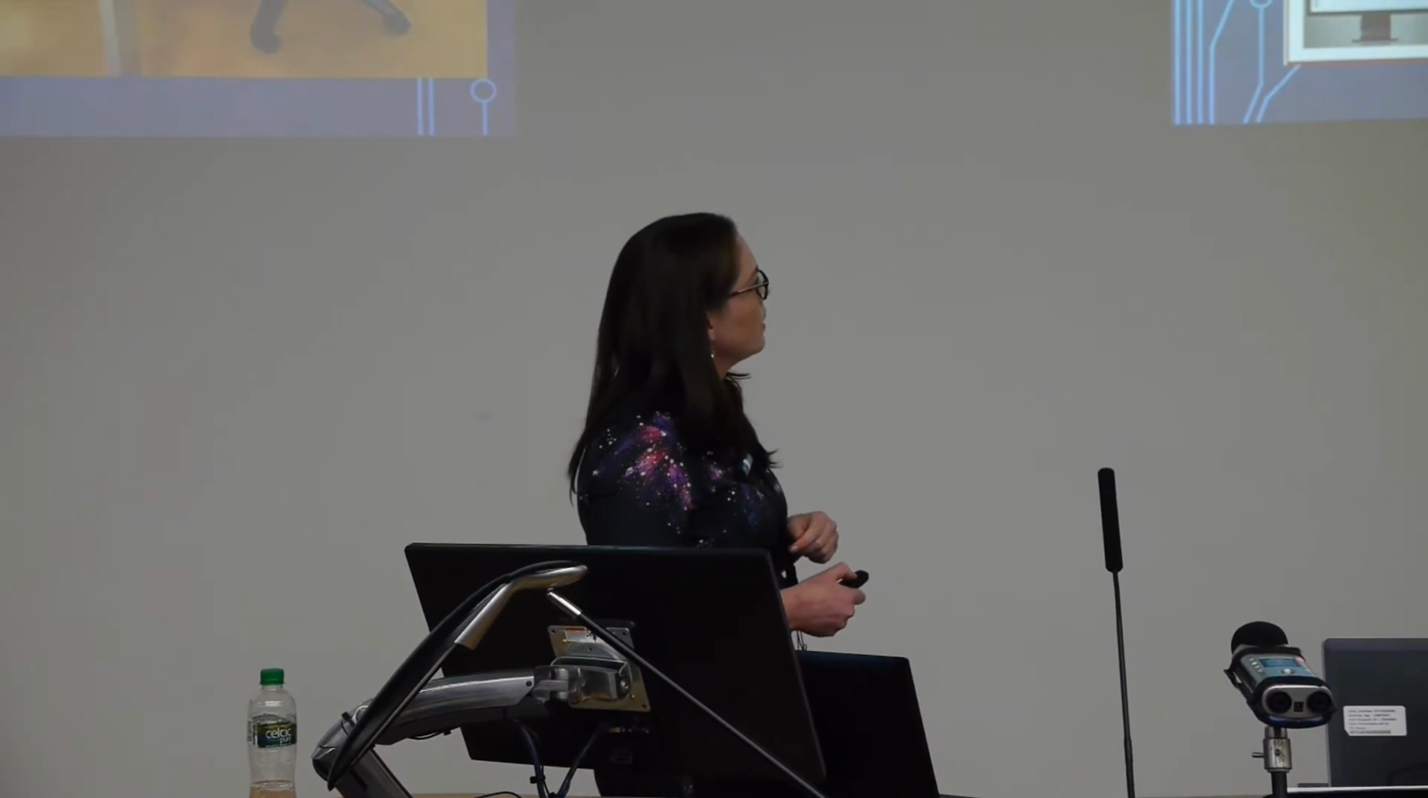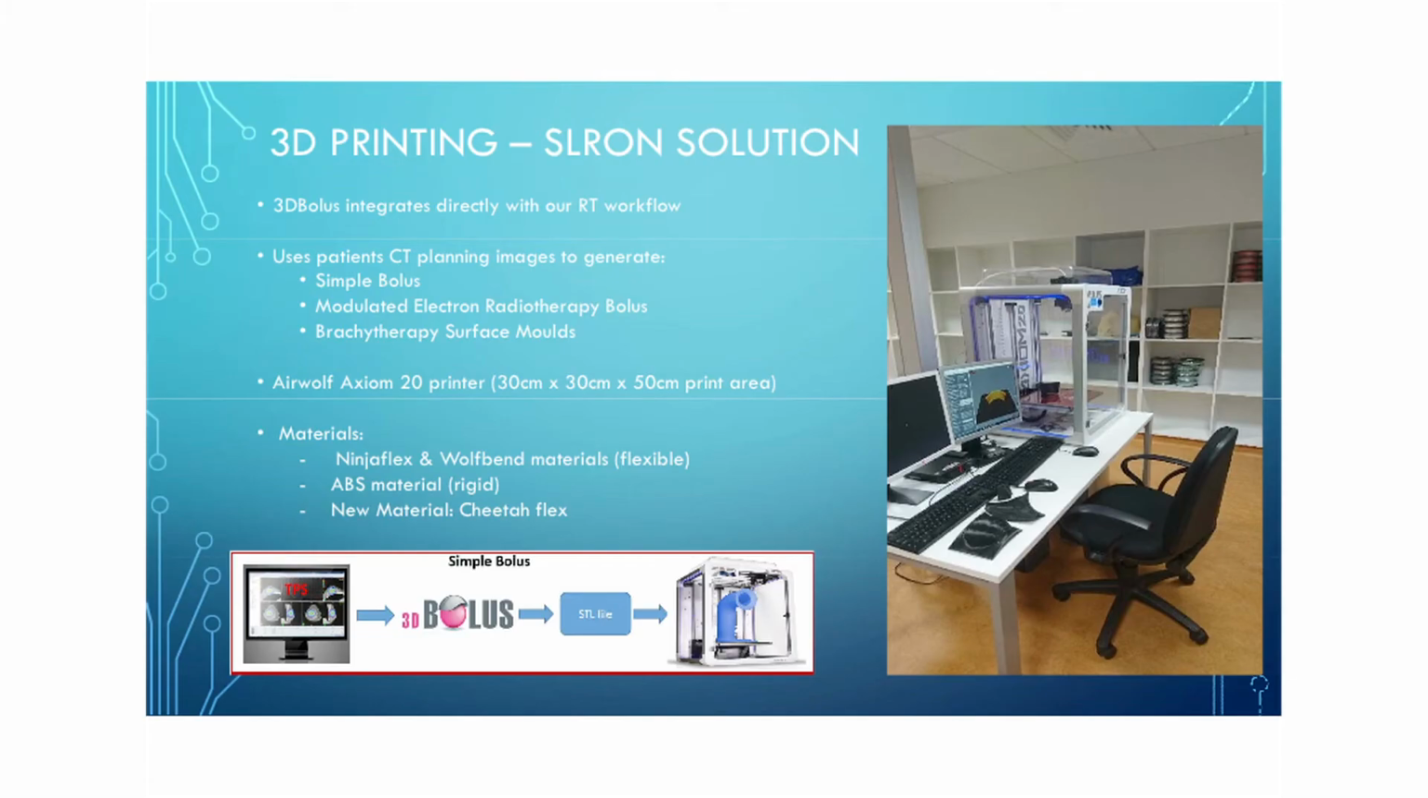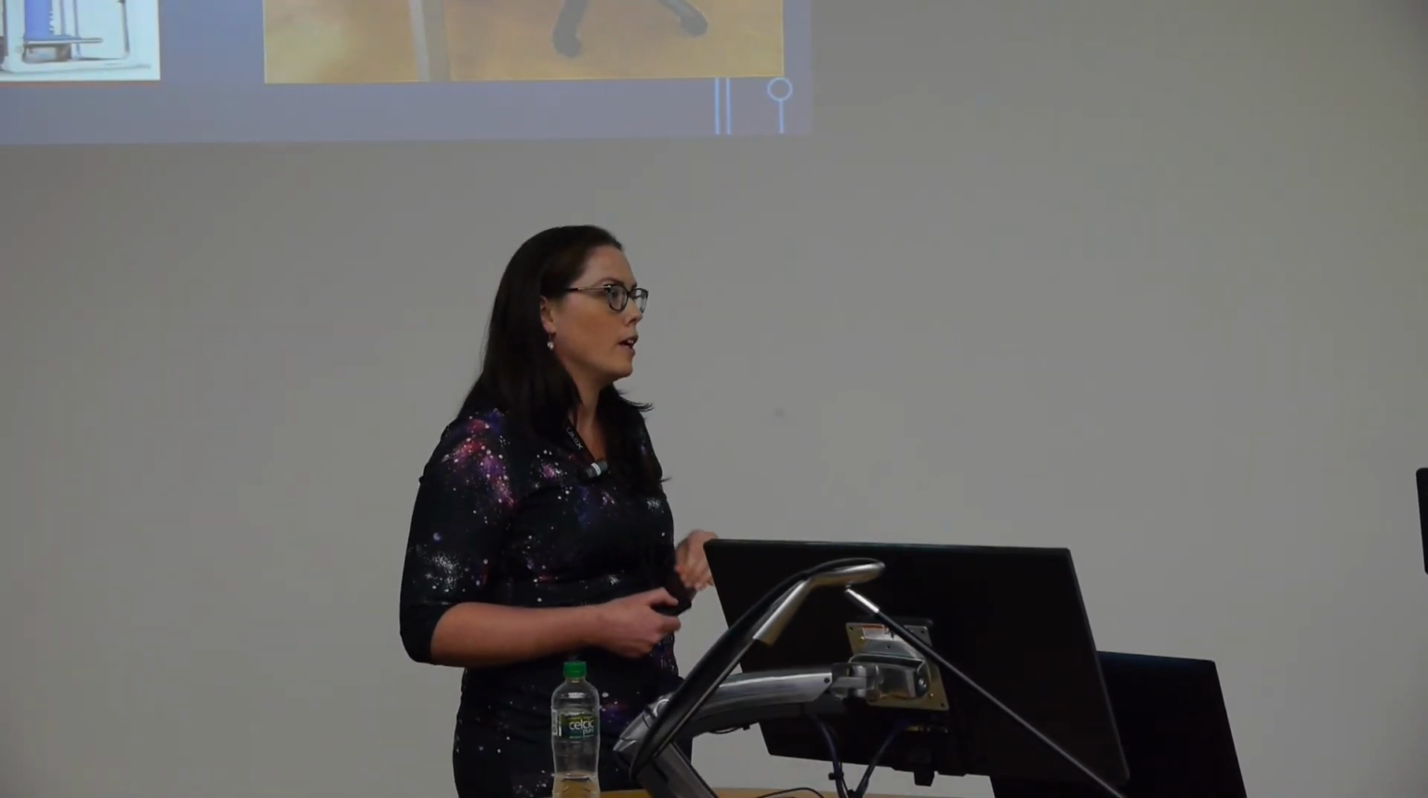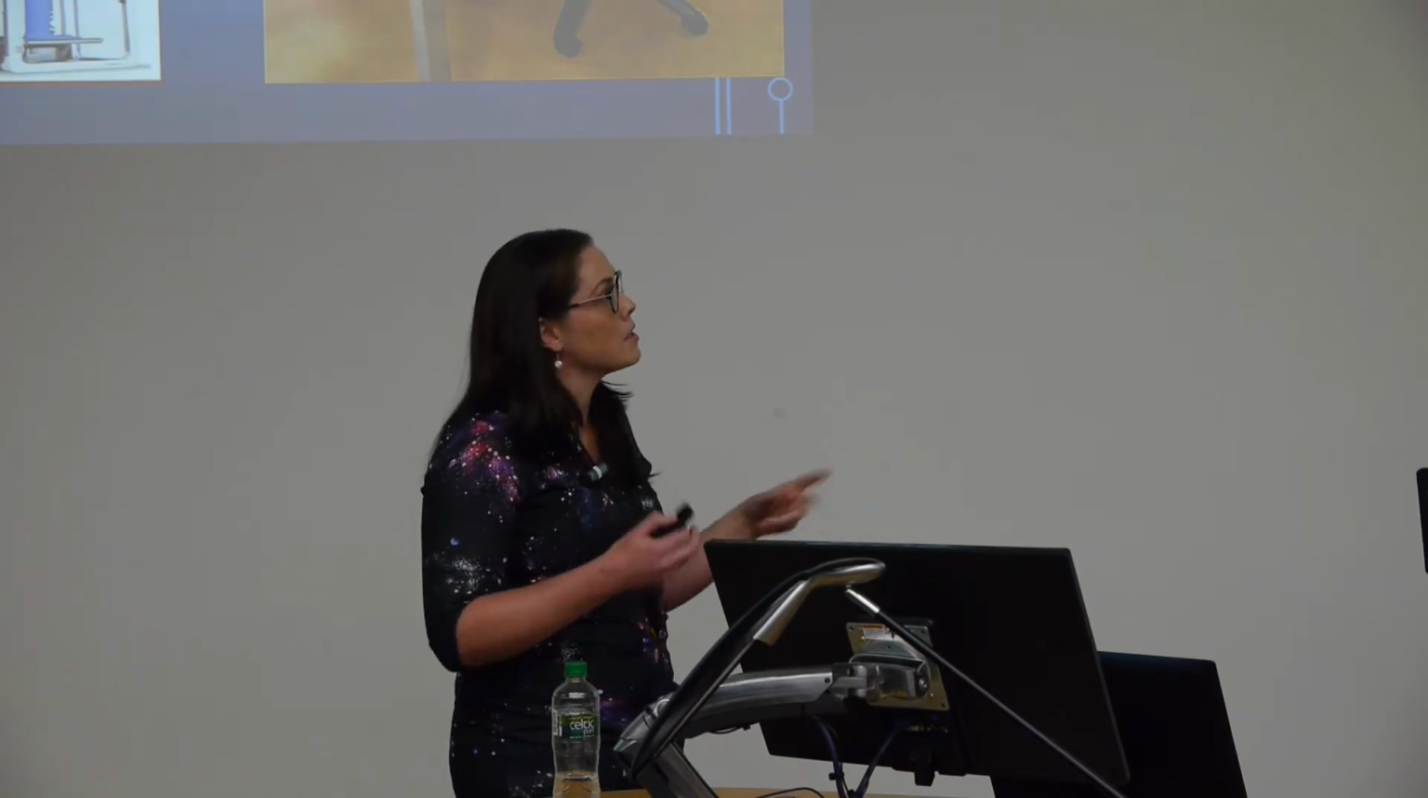So this is an example of our clinical setup for our bolus materials. This is our 3D printer here. So we can use the CT planning images to generate a couple of different things. So simple bolus, which is just tissue equivalent material. Modulated electron bolus. So patients can have really bumpy surface contours, which is not great when you irradiate with electrons. You get hot spots and cold spots. But if you could smooth it all out, again, bring your patient back to your ideal physics conditions of a uniform, flat surface, then potentially you can keep a much more homogeneous dose across the patient.